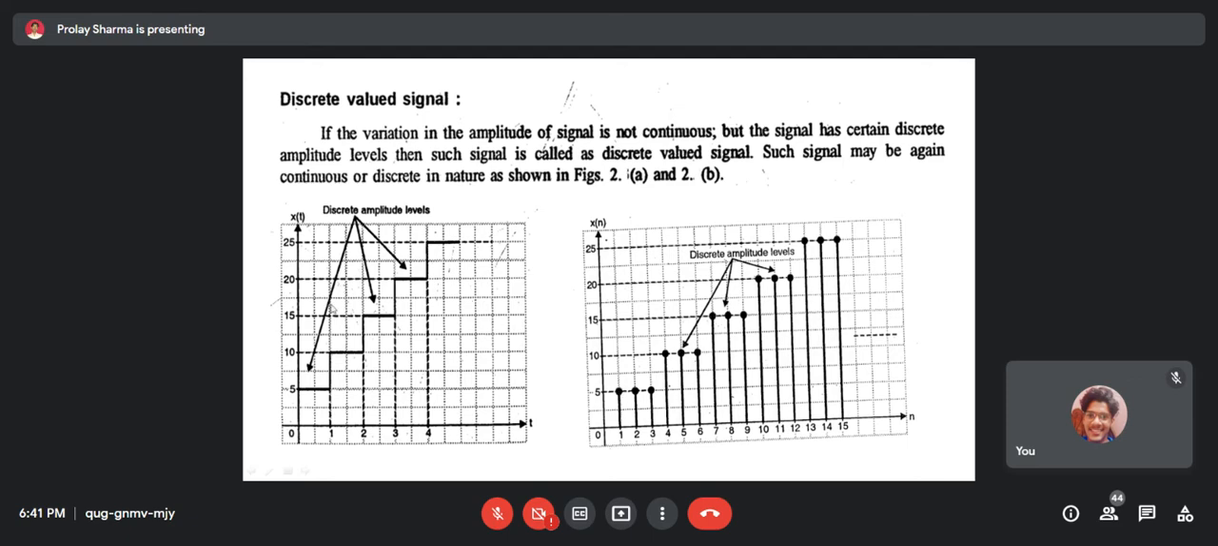So here you can understand that in the previous case and this case, the amplitude is getting discretized due to the staircase type. But in the right-hand side plot, the time axis is also discrete. So this signal is called discrete time. Here it is called a continuous time, discrete amplitude signal, but here we are calling it a discrete time, discrete amplitude signal. So the difference is there between these two signals.